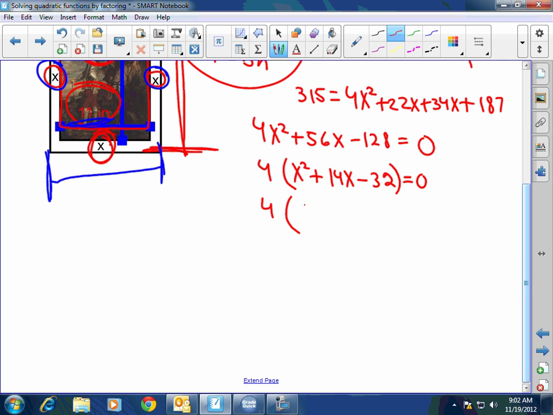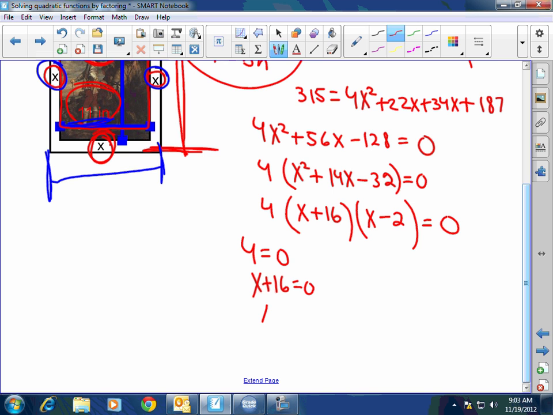So now let's do this. This is 4, and I got x and x. Okay, what times what is negative 32, but when I add it together is 14? Now positive 16 and negative 2. So now, pay attention, guys. You do have 3 factors, though. So 4 equals 0, which doesn't make sense. x plus 16 equals 0, and x minus 2 equals 0. Okay? That 4 equals 0 is garbage. Here, x equals negative 16. That's impossible. You can't have a negative 16 measurement. x equals 2. That's it.